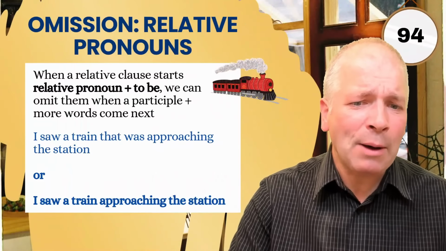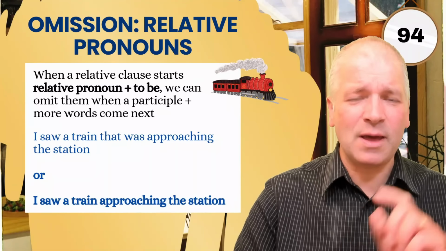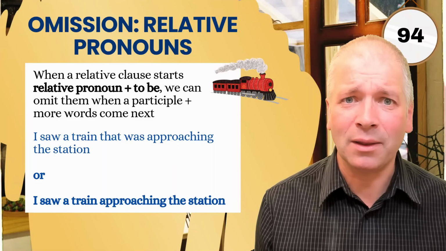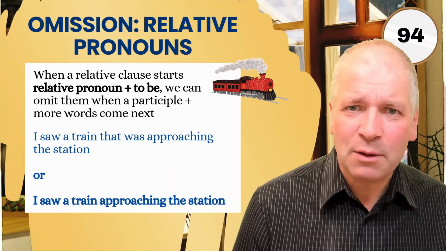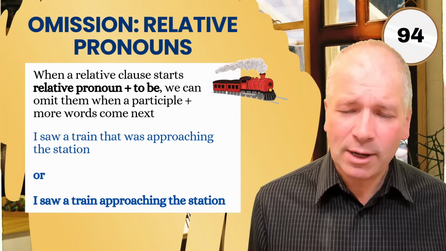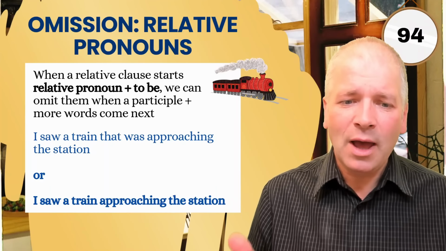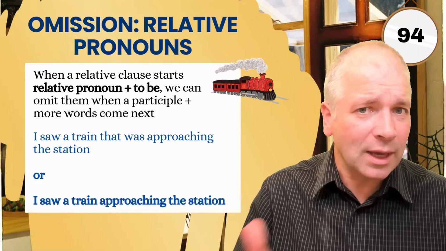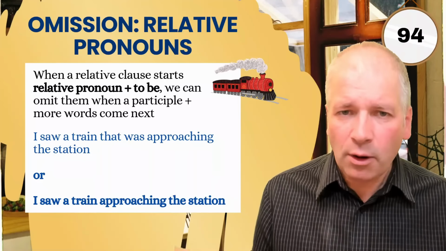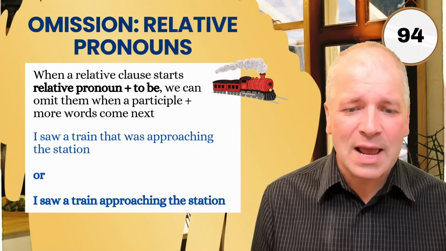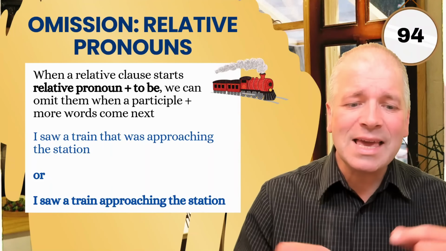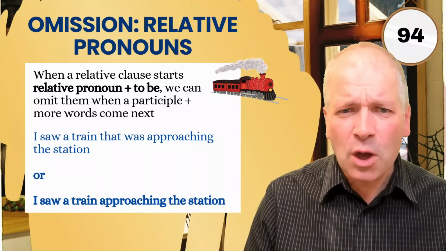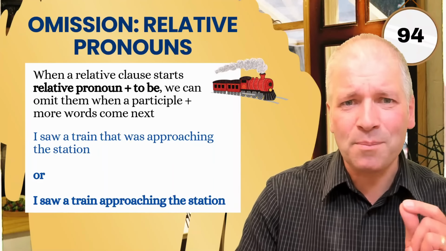Make sure you know about omission with relative pronouns, and this is the first part of the lesson that deals with that. We have more coming later as well. Here we're focusing on relative pronoun followed by the verb to be. When a relative clause starts with relative pronoun and then the verb to be, we can omit them when a participle and other words following come next. So let's start off with the full form. I saw a train that was approaching the station. Well, we can shorten that to I saw a train approaching the station with no change in meaning because of the rules of omission.